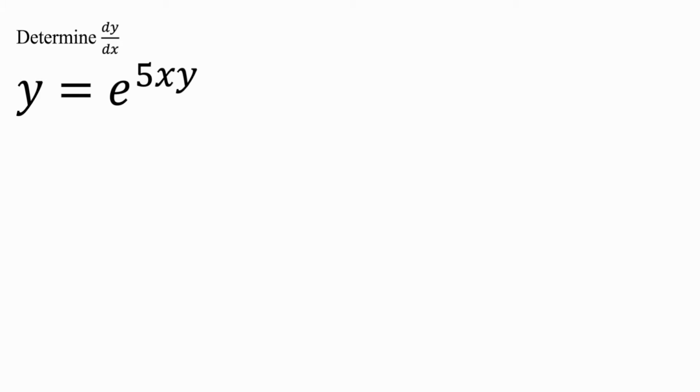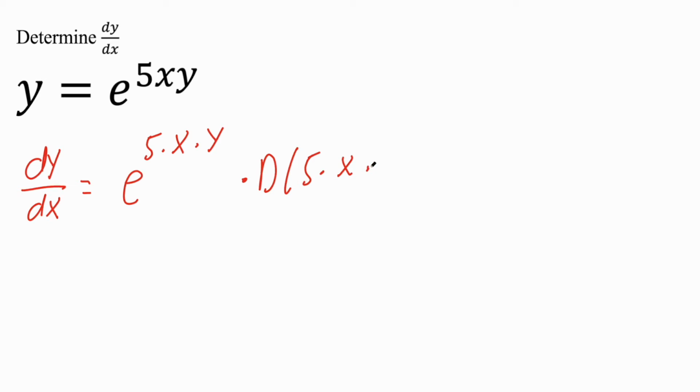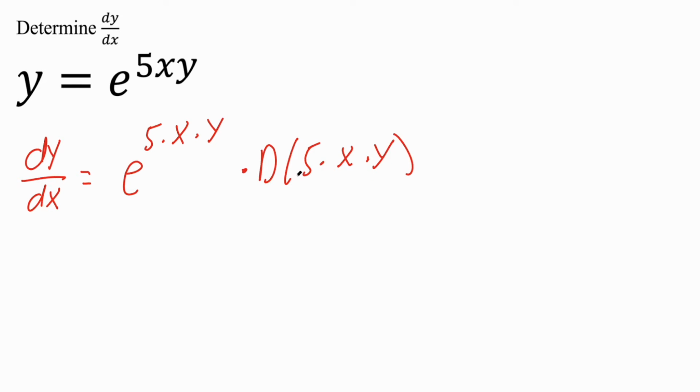Let's begin. This is going to involve implicit differentiation. So we're going to get dy over dx for this piece here is equal to, we need to take the derivative of this piece. It's going to involve the chain rule. So we'll get e raised to 5 times x times y. Now we need to take the derivative of the exponent. So we'll say d of (5 times x times y). And to make our lives easier, we can also rewrite this as 5 times the derivative of x times y.